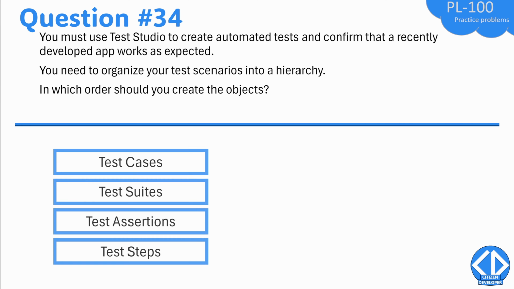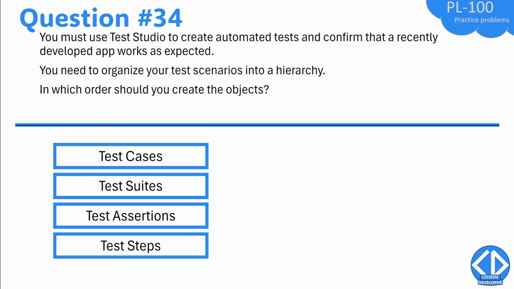Question 34 is, you must use the Test Studio to create automated tests and confirm that a recently developed app works as expected. You need to organize your test scenarios into a hierarchy. In which order should you create the objects? So now we're talking about testing. We're not talking about anything too technical. So go ahead and take your technical hat off and put on your conceptual hat.